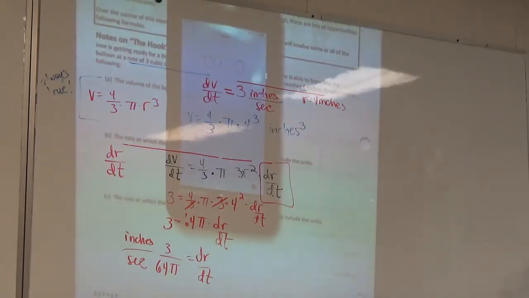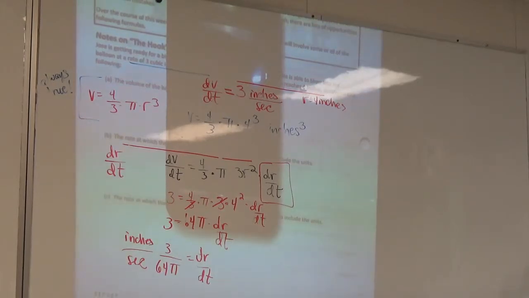dA over dt? Well, the volume changes with respect to time. Unless it's a constant. But are these constant? You're assuming that all of these things are changing with respect to time.